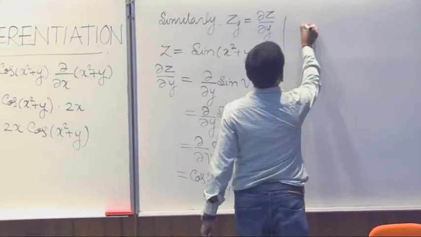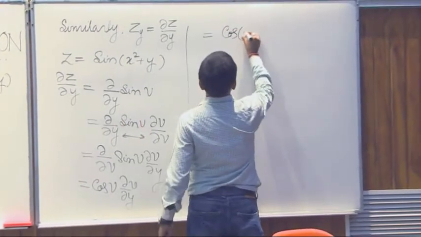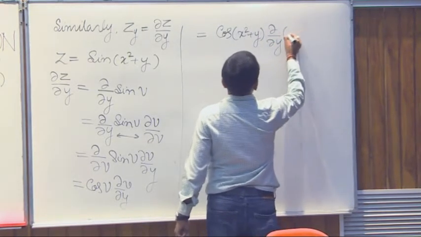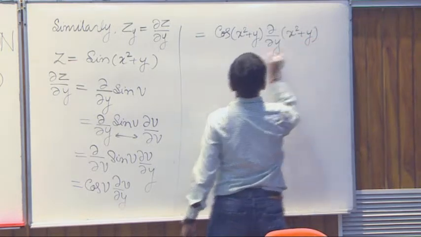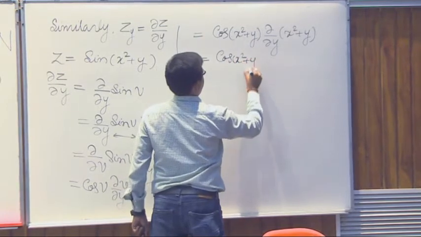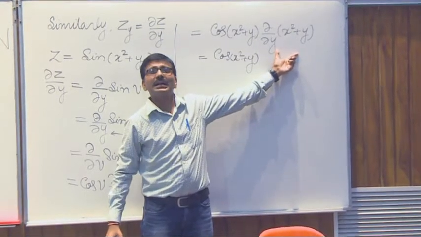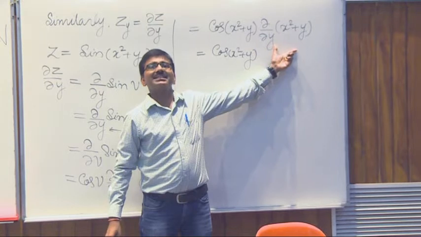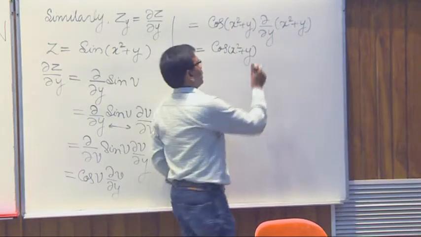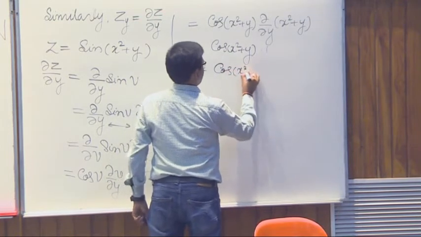Now we will put the value of v. This is cos v. So v was x square plus y. Del y of x square plus y. This is our rightmost term. What will be the differentiation of this with respect to y? X is our constant. So this will be 0 plus 1. That is 1. So you will write 1. So that's your answer. Cos x square plus y.